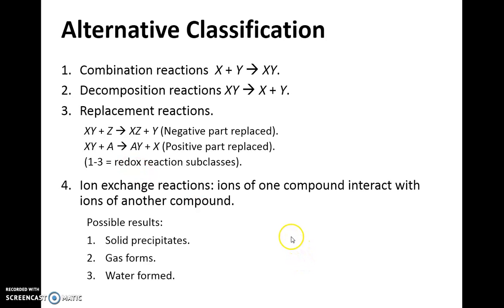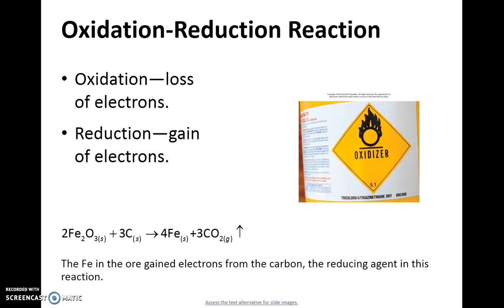But with ion exchange, we have some results from that, and you will see that with ion exchanges we end up precipitating solids, forming gases, or forming water, or a combination of those. So for precipitation reactions, lead is a very popular element in different salts and compounds, and then you have an ion exchange reaction because it produces very brightly colored precipitates, which were at one time used in paint. So that's where that whole lead-based paint idea came from.